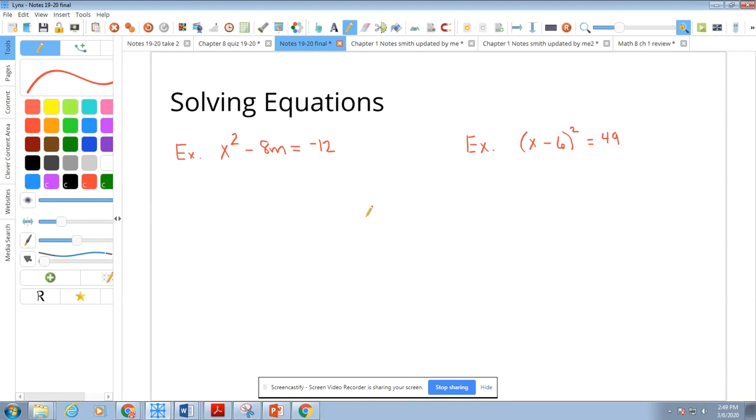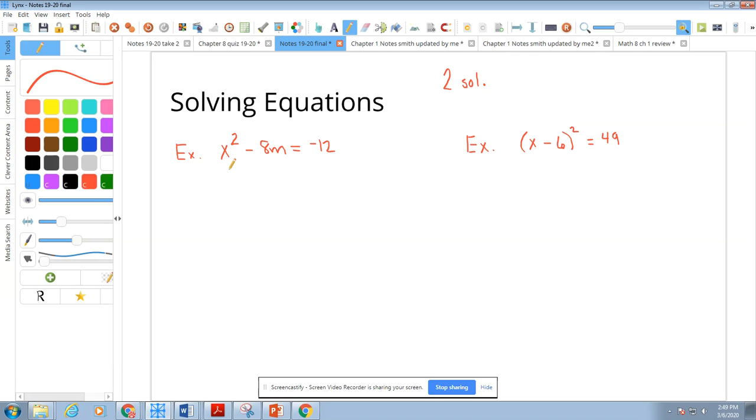Solving equations is something we learned in this chapter as well. And when we solve a quadratic equation, there's typically two solutions. Now, there are exceptions to that rule. One of them is when we have a double root, where the two solutions are actually the same number. But typically, we're looking for two solutions.